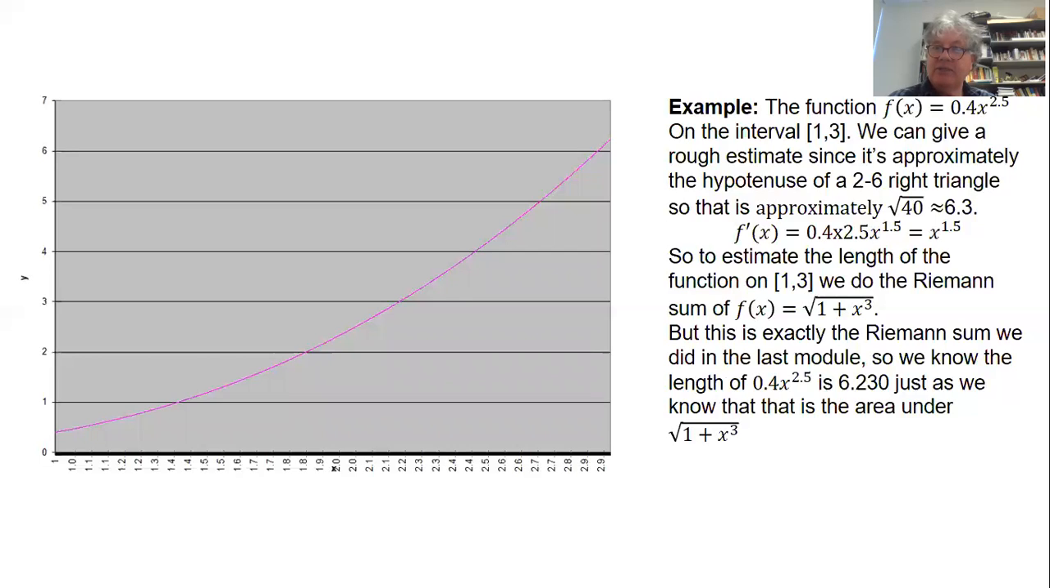But that's exactly the Riemann sum we did in the last module. And from there, we know the answer was around 6.23, which was the area under square root of 1 plus x cubed. So the area under square root of 1 plus x cubed is the same as the length of 0.4 times x to the 2.5. So it's kind of strange. It's just like how pi is both a length and an area. This 6.23 is both a length and an area. Okay, and so that finishes up this module.